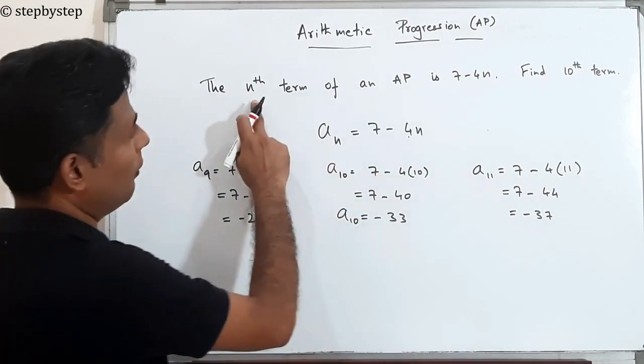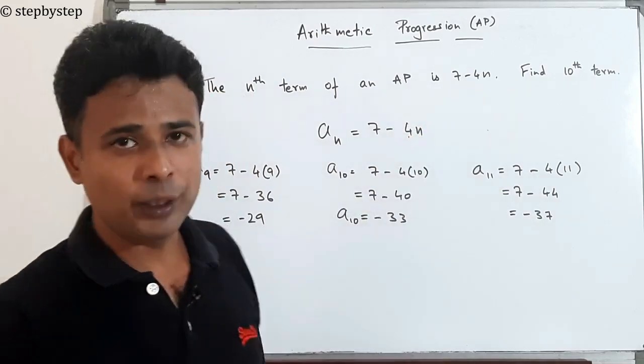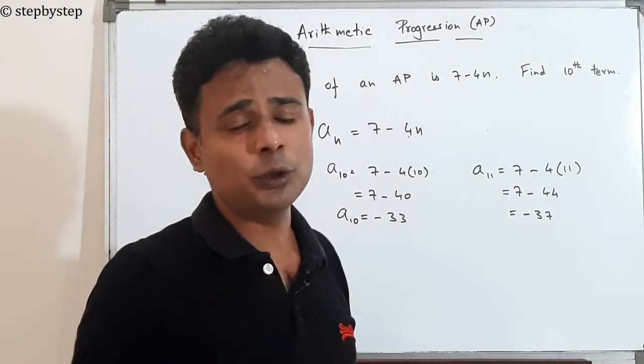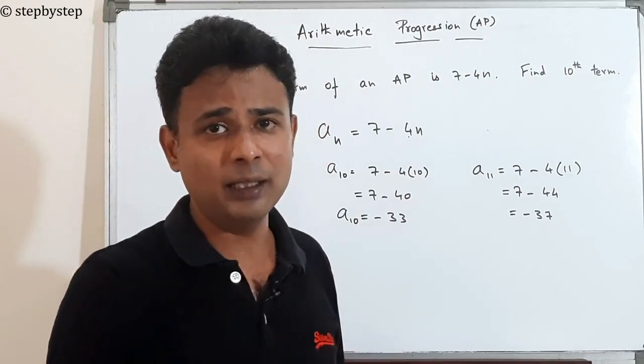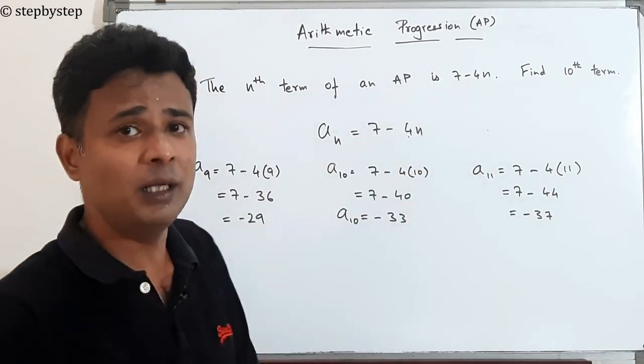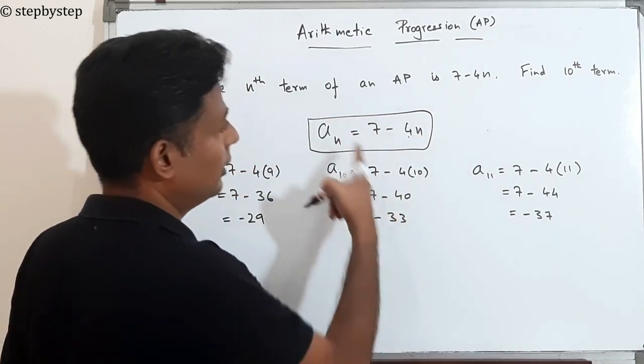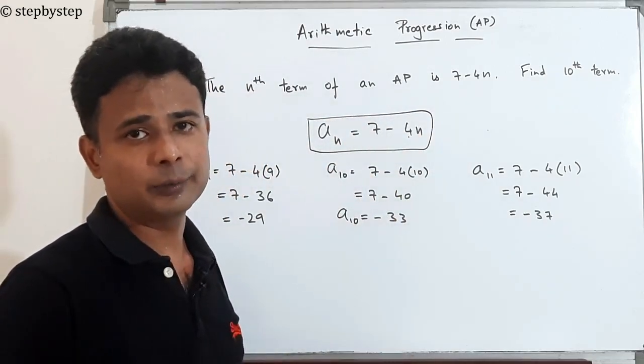Right? So remember, when you have a question where they tell you the nth term of an AP is of the form 7 minus 4n, it means you are not supposed to use the original formula, that is a of n equal to a plus n minus 1 into d. They have given you which formula to use for a of n. They have told you the nth term is this. So this is the formula you will use.